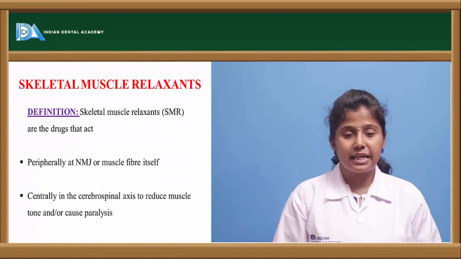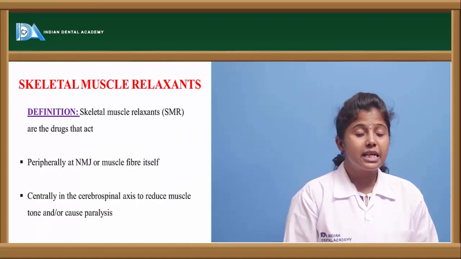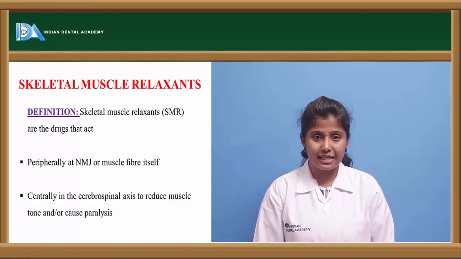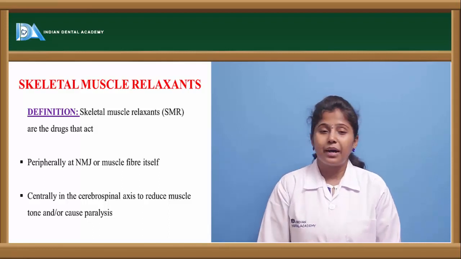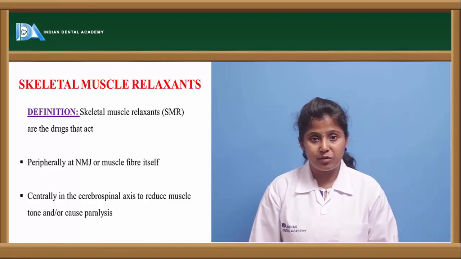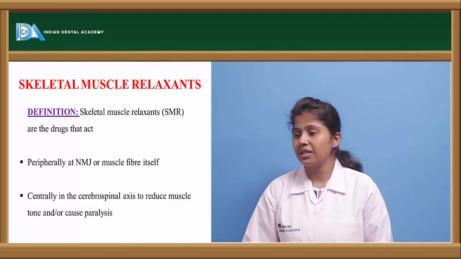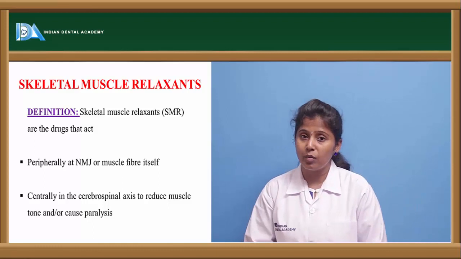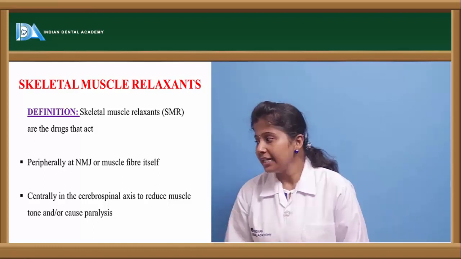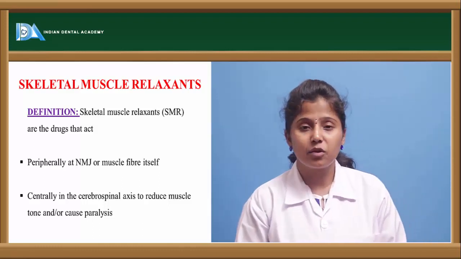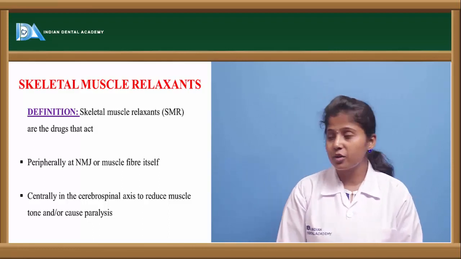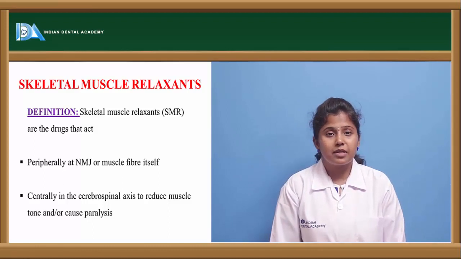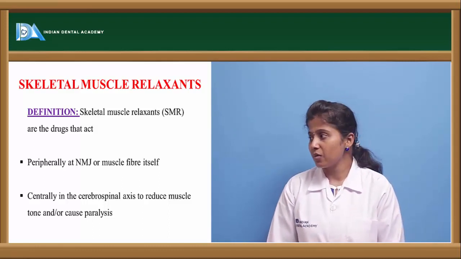What are skeletal muscle relaxants? These are the drugs which decrease the tone of the muscle, or relax the muscle. They act especially at the NMJ receptors, thereby leading to the blockade of the receptors, and centrally they act in the cerebrospinal axis. Thereby they reduce the muscular tone, and sometimes they may even cause paralysis of the muscle.